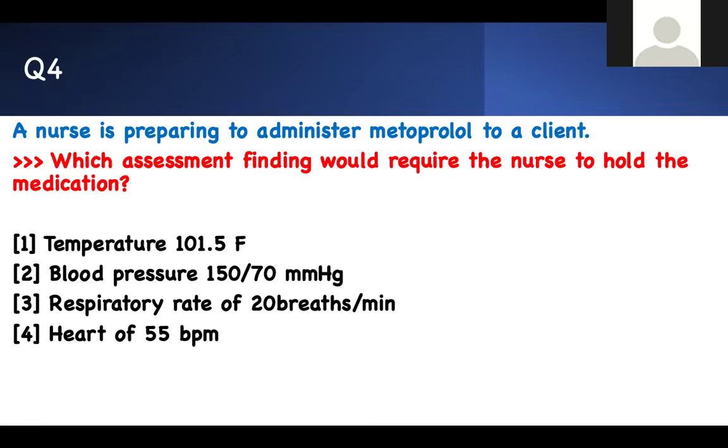Temperature, 101.5 has nothing to do with slowing you down. Even though it's abnormal, don't let that distract you. The blood pressure is 150/70, which should not require you to hold the medication. Probably you may have to give it to them. Respiratory rate of 20 is fine, and a heart rate of 55 is bradycardia. Therefore, we need to hold the medication for that.